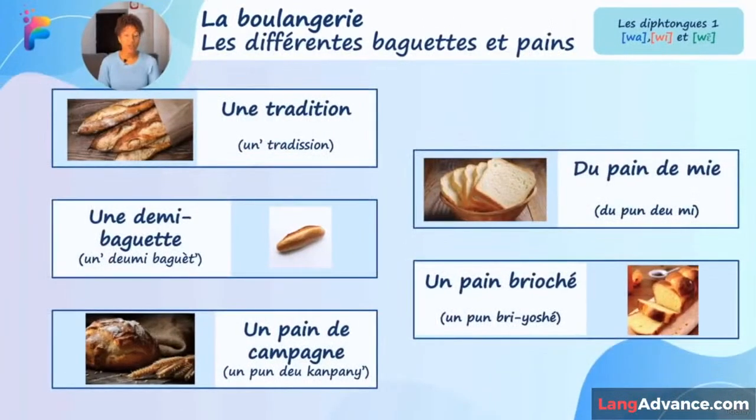The different types of baguettes and bread. Les différents types de baguettes et de pain. We have une tradition. We also say une tradie. Une demi-baguette. Un pain de campagne. Du pain de mie. Un pain brioché.